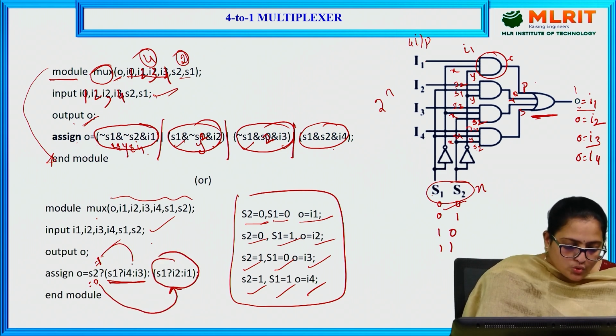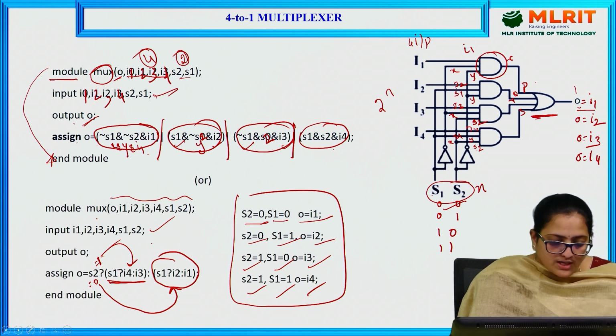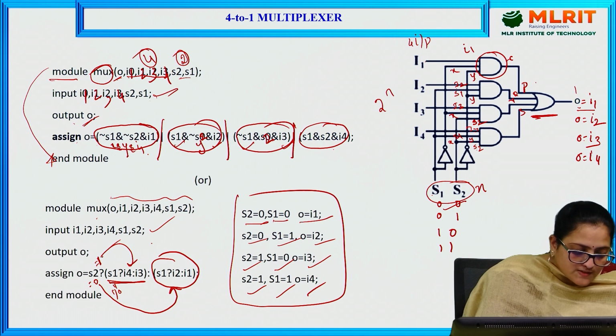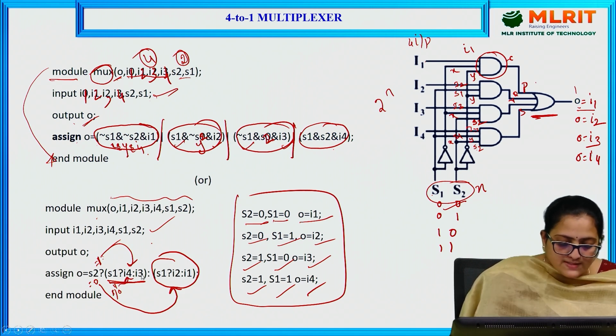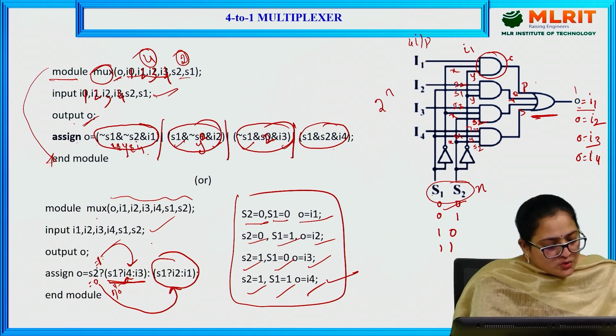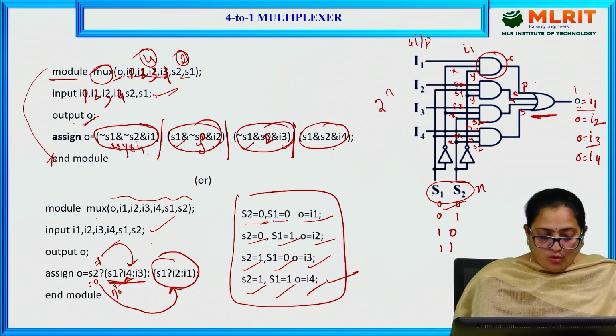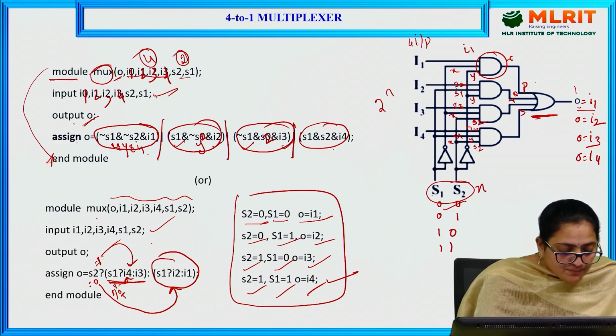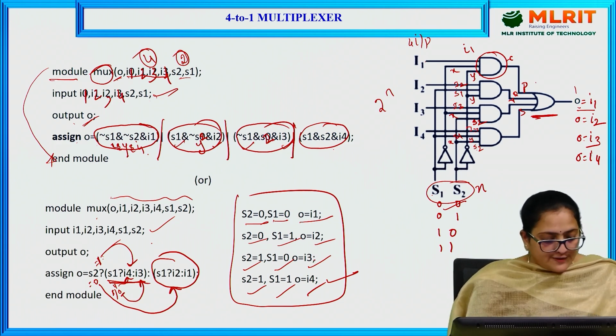If it is true, then what happens? It checks with S1. Is S1 true or false? If S2 is true and S1 is true, then the output is given as I4. If S2 is true, but S1 is false, then it represents the output as I3.